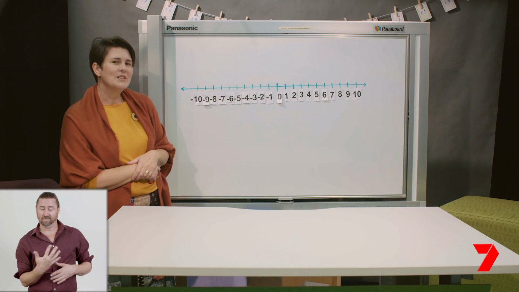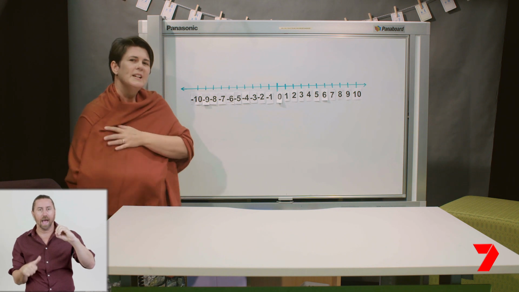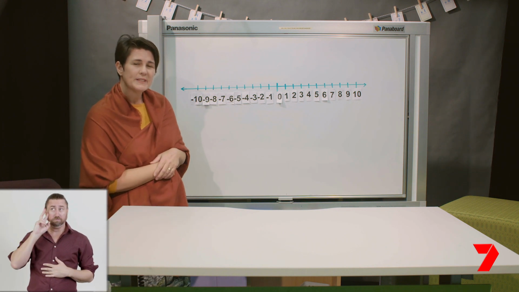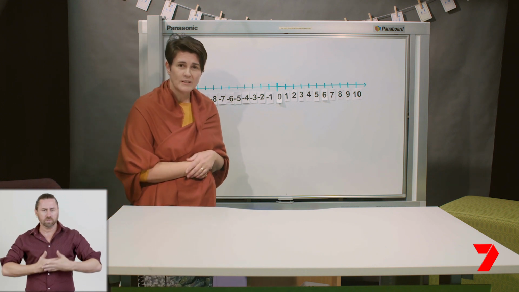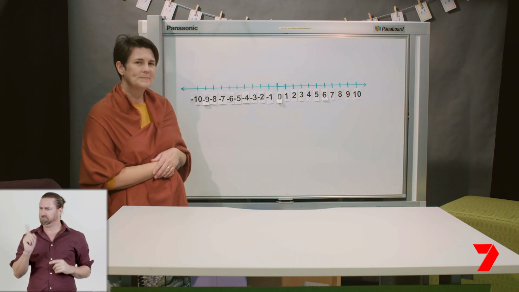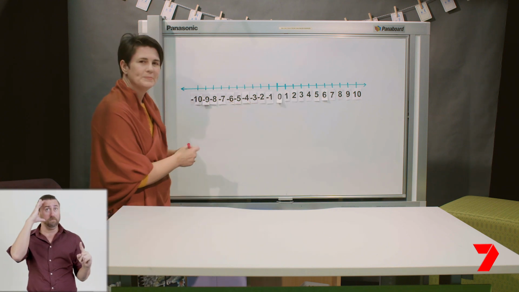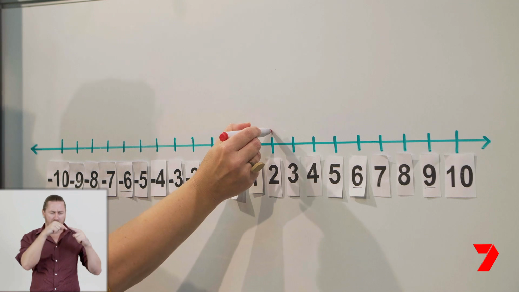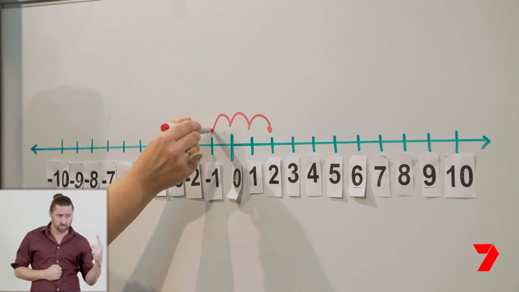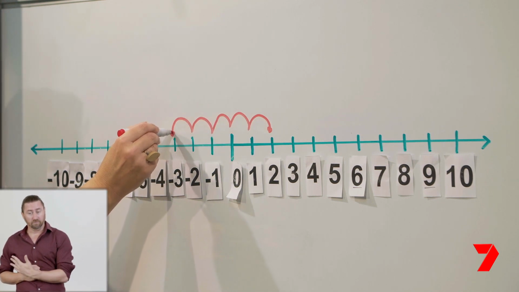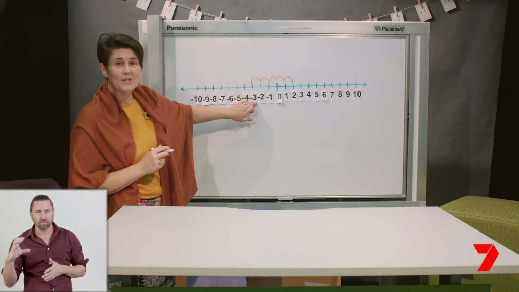We can use a number line to solve problems like our temperature question at the beginning. The temperature was 2 degrees Celsius at bedtime. The temperature fell 5 degrees overnight. What's the temperature in the morning? We start at +2. The temperature fell 5 degrees overnight. In the morning, the temperature was -3 degrees.